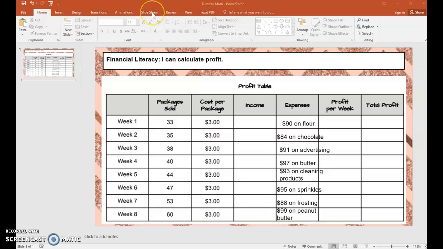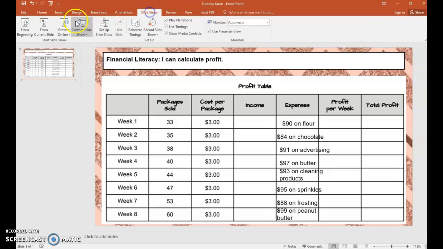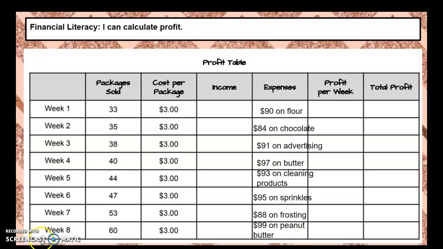Hey guys, let's get this bigger so we can see it better. Okay, yesterday we learned about how to calculate the profit of something.